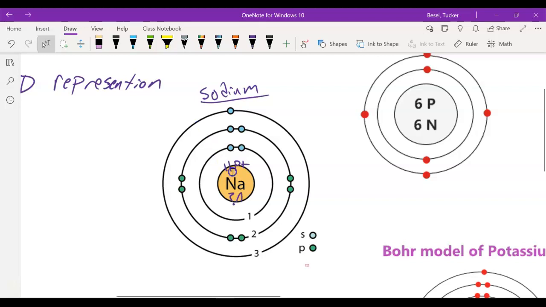Now if you notice, there are 11 protons and also 11 electrons: 1, 2, 3, 4, 5, 6, 7, 8, 9, 10, 11. 11 protons and 11 electrons means that this is a neutral atom. All atoms are going to be neutral unless I specifically tell you or you see that there's a charge or it says something about an ion. So when we're doing these, you want the number of electrons out here to match the number of protons in the nucleus.